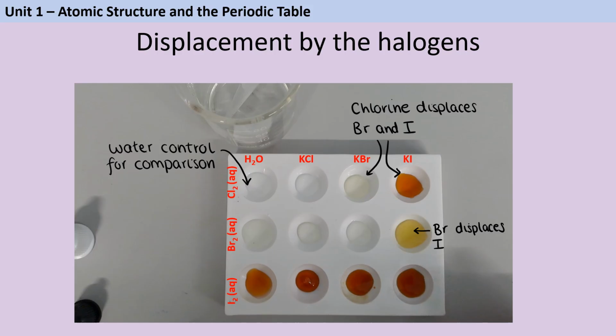By comparison with the water control, I can see that chlorine has been able to displace bromine and iodine from their salts, leading to a colour change, while bromine is able to displace iodine. The water control shows me that the colour of the wells on the bottom row is just the result of the iodine that I've added and not a chemical reaction.